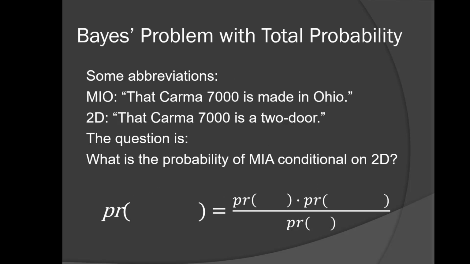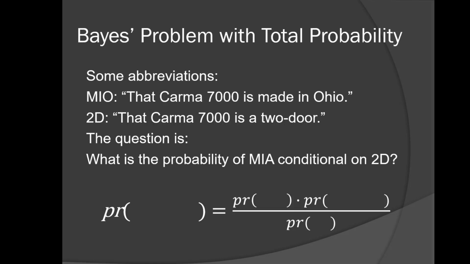To apply this to the problem, we will use some abbreviations. We're going to let MIO stand for the statement that a Karma 7,000 is made in Ohio, and we're going to let 2D stand for the statement that a Karma 7,000 is a two-door. And the question is, what is the probability of MIO, that should be an O, conditional on 2D?